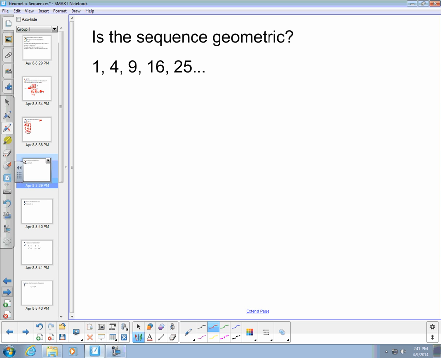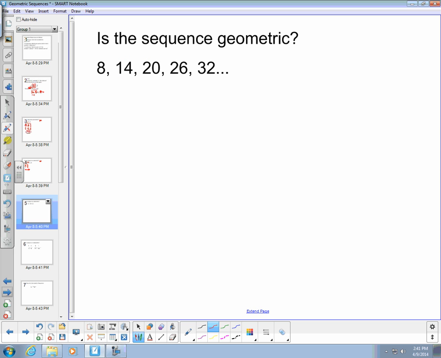Okay. This sequence is not geometric because if I take the terms 4 over 1 and 9 over 4, those are not the same. So the ratio is not the same, therefore it is not geometric. This one also is not arithmetic because if I add, this is a +3, then a +5, +7, so it doesn't have a common difference either. So this one is neither arithmetic nor geometric. Okay, pause to get your answer.